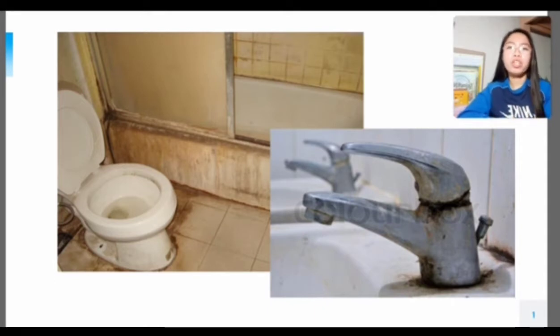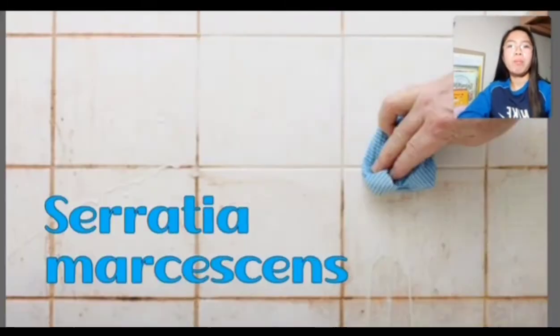Have you ever wondered, whenever you bathe in your bathroom or you use the comfort room, you can see some medyo brownish na color, yellow-brown sa toilet bowls or sa bathroom tiles. It is caused by a bacteria called Serratia marcescens. So this is our topic for this moment.